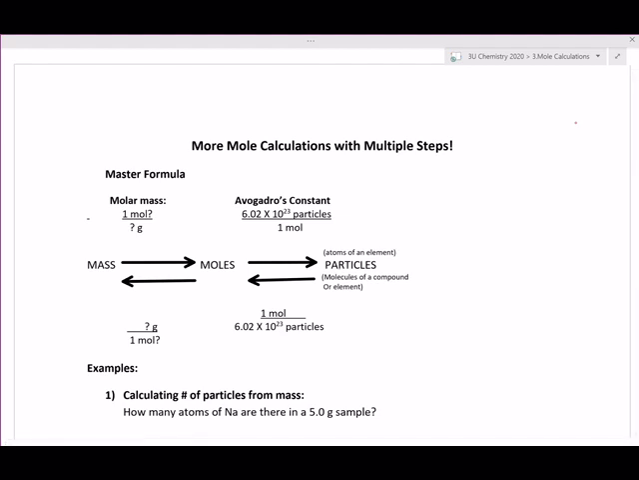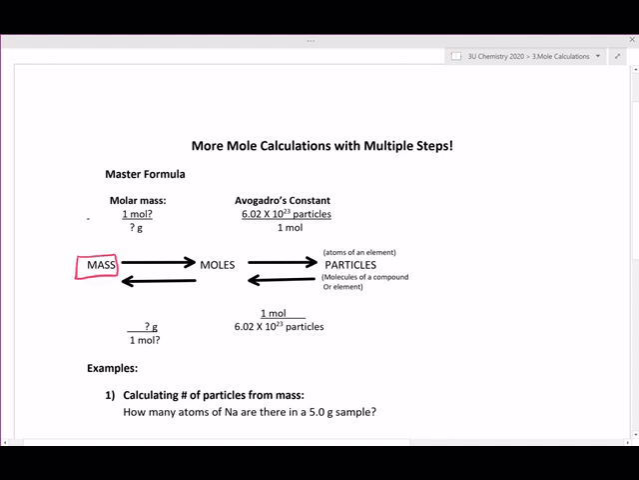So today we're going to do a little bit of review with mole calculations, and then we're going to move into some slightly more complicated examples. So first of all, you'll notice I have something here called a master formula. It's really not a formula, it's more of just a way to organize things in your mind.